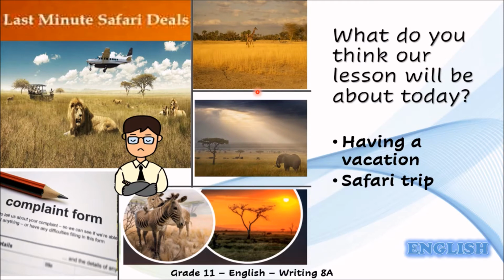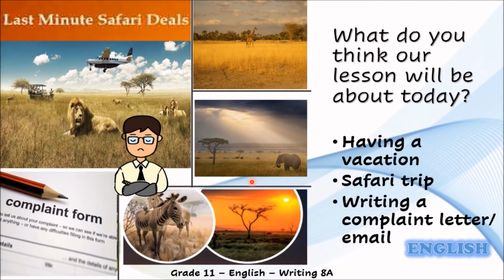Good. Okay, then look at this guy. How does he look? Yes, he looks upset, maybe, or dissatisfied. Maybe dissatisfied with the trip. Yes, true. That's why here you can see that there is a complaint form. So he is writing a letter or an email of complaint. Maybe he is dissatisfied with the trip.